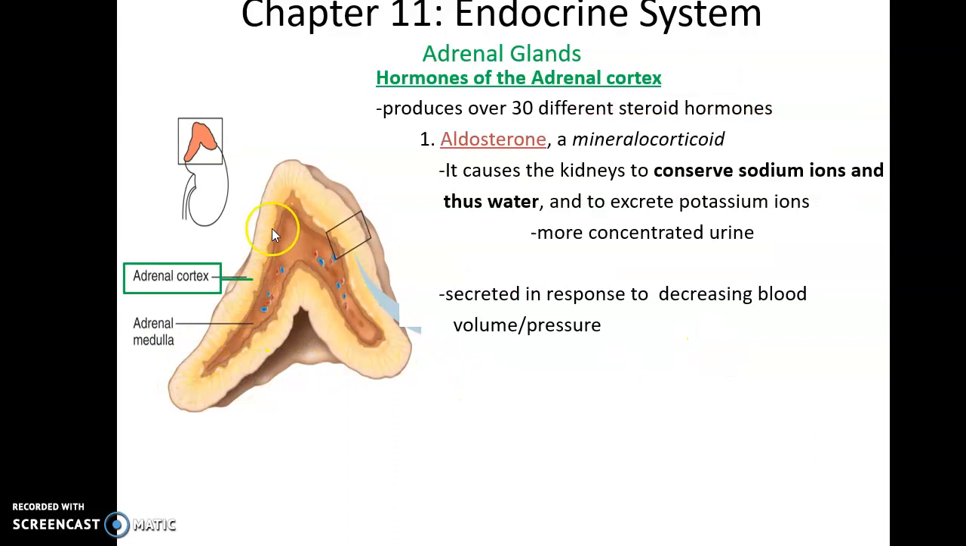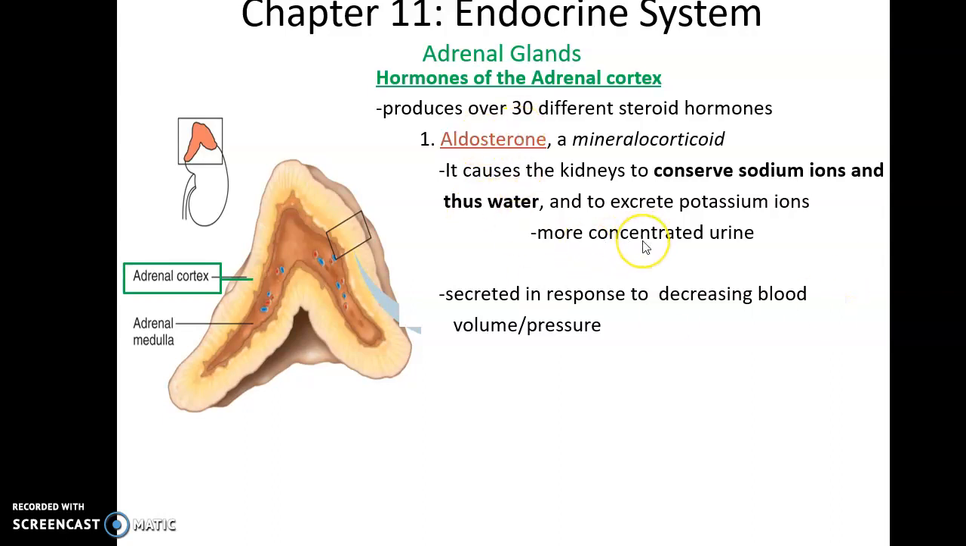And we have the adrenal cortex, which is the superficial tissue of the adrenal gland. The adrenal cortex produces over 30 different kinds of steroid hormones. So we're going to break them up into three groups. Group 1 is the aldosterones. Aldosterones are mineralocorticoids, so they affect the level of electrolytes in the bloodstream.